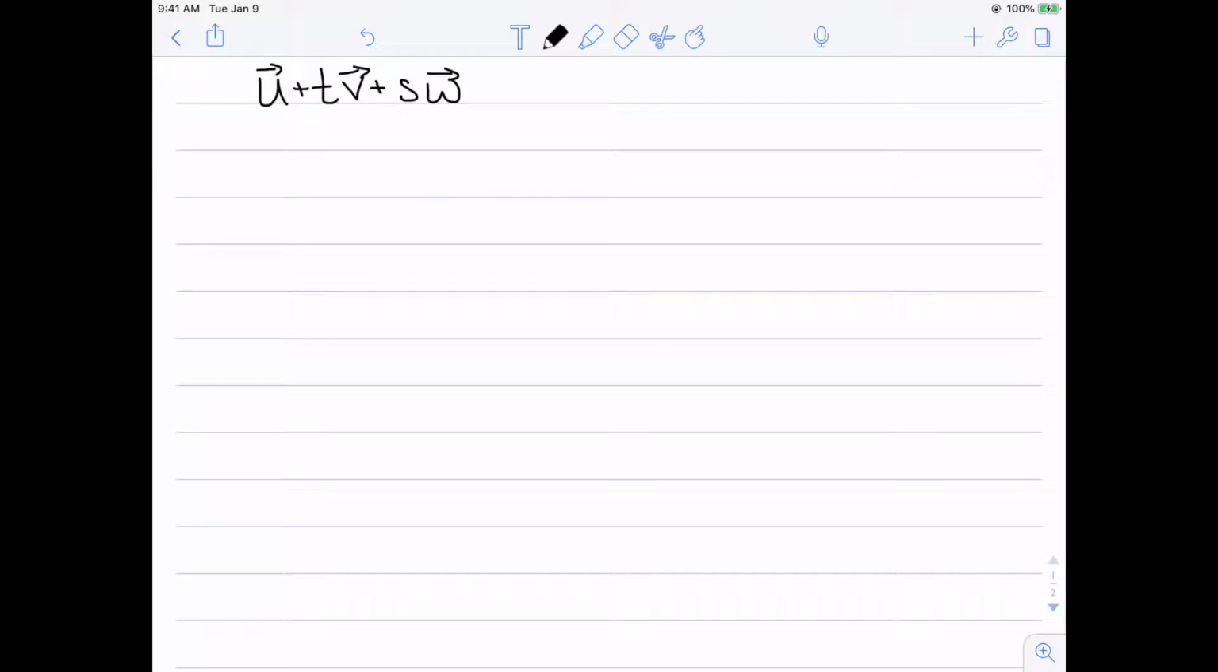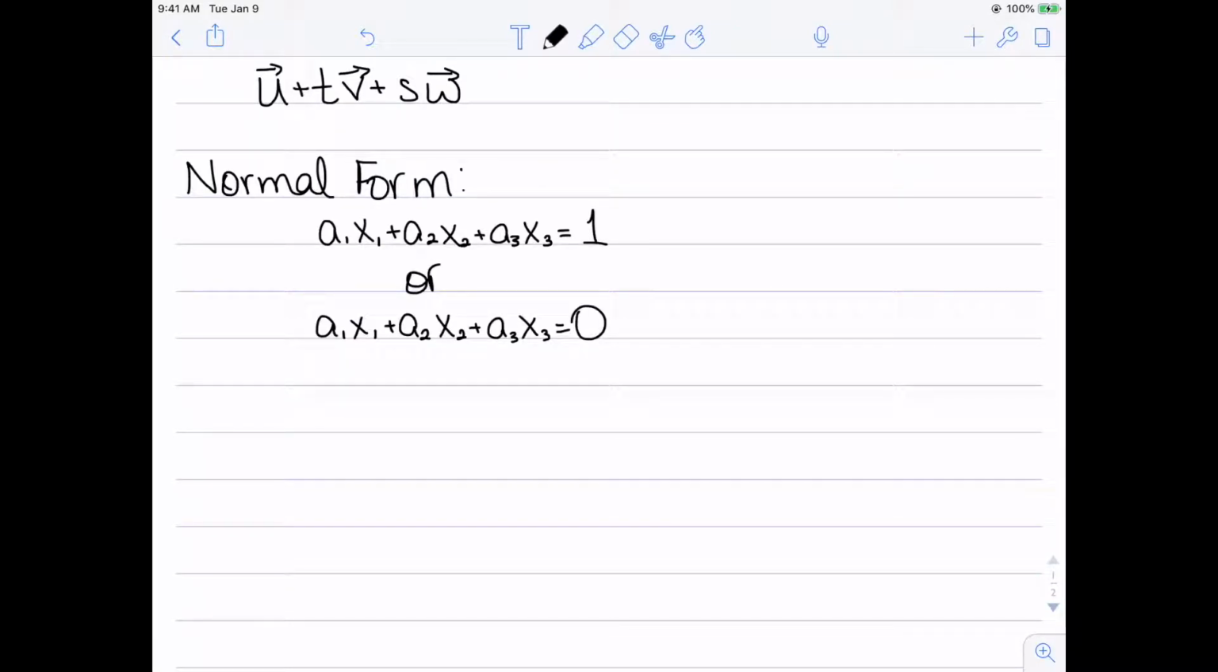And this is one way to do it, but there's also the normal form version of a plane. The normal form of a plane that does not pass through the origin is of the form a1x1 plus a2x2 plus a3x3 equal to 1, where the a's are known coefficients. And if the plane passes through the origin, it will instead be equal to 0. So let's look at some examples on how we can use this.